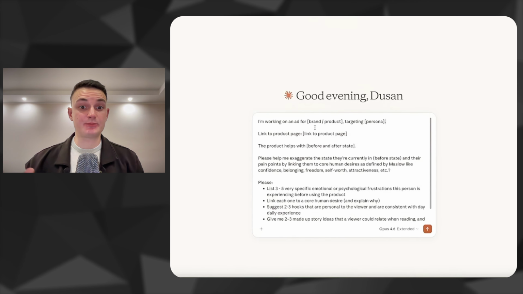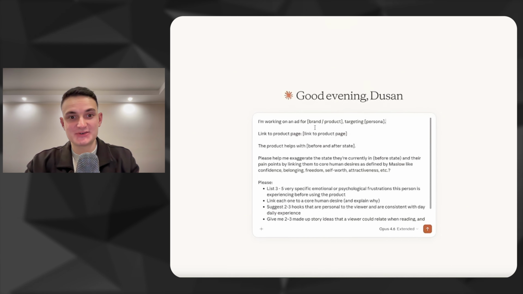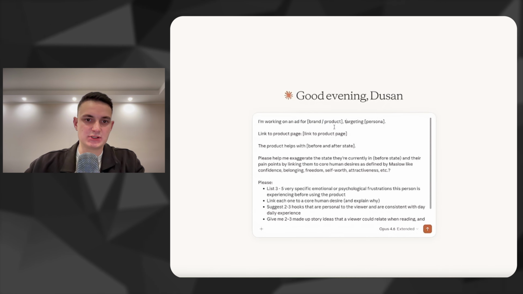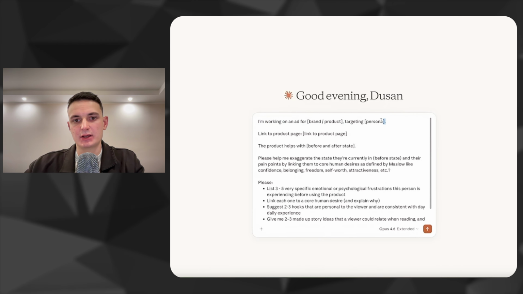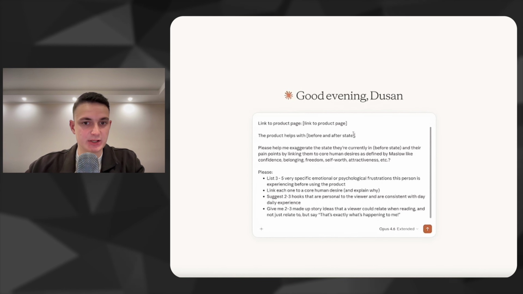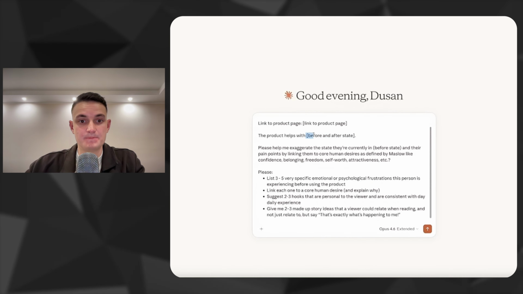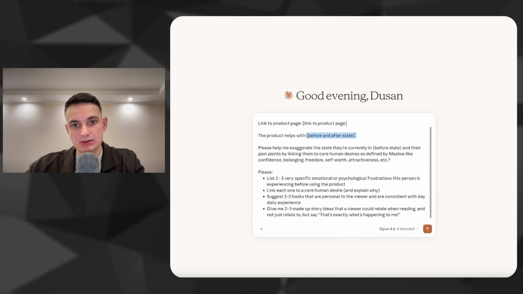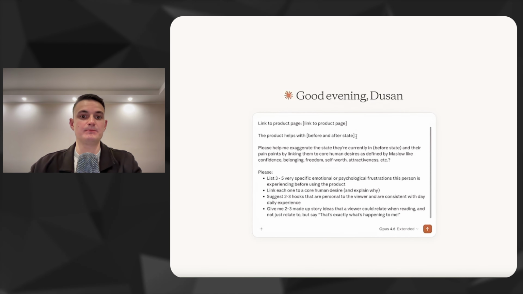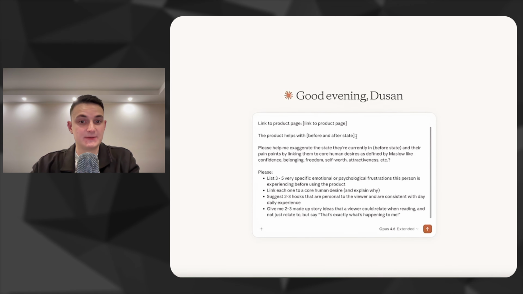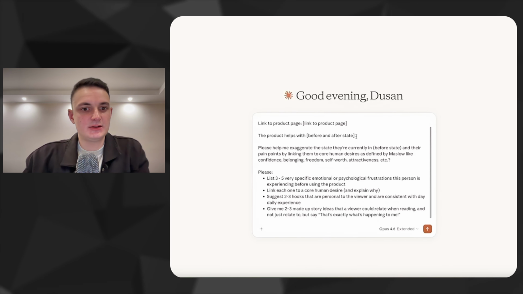So this is the exact prompt I use for this kind of work. Let's first go over it and then let me show you how it works. First of all, of course, you want to establish who they are working for and who the persona is. Then, of course, link the product page and then explain the before and after state. If it's something more complicated, it is very important that you explain this here in detail, or the prompt won't give you the result you're looking for.